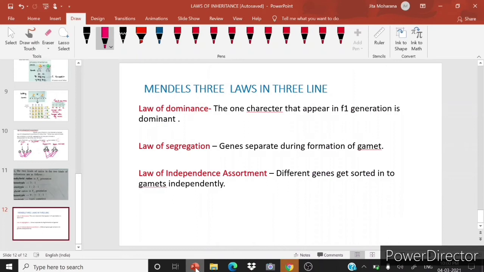Then the law of segregation means genes separate during formation of gametes. Then the law of independent assortment means different genes get sorted into gametes independently. Gametes are always independent to assort with each other.